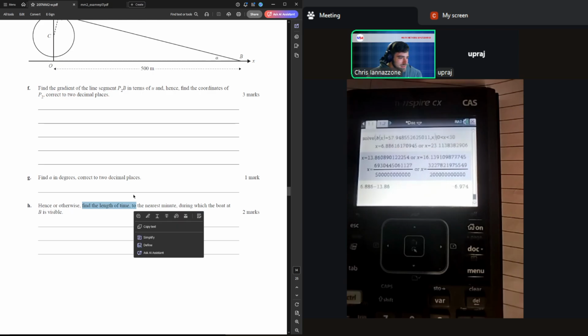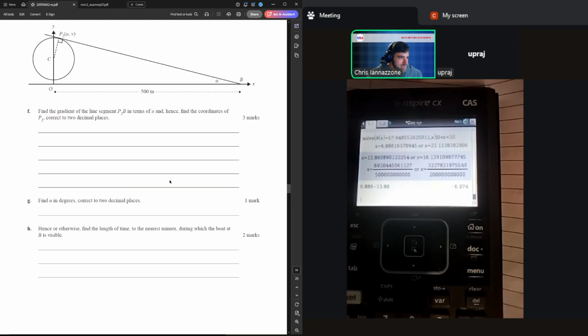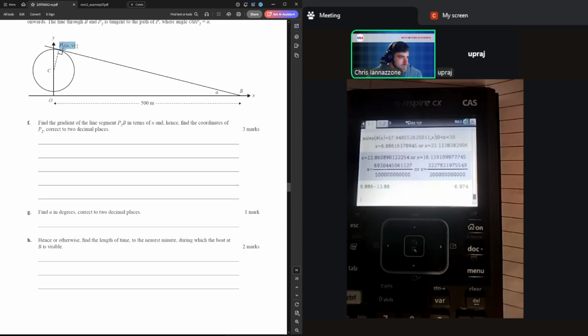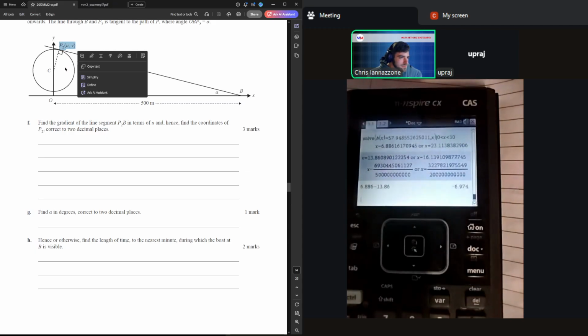So, hence or otherwise, find the length of time. We already had this coordinate. We had to figure out what time we reached that. So we subbed in the y of that to get time with the h(t) equation.